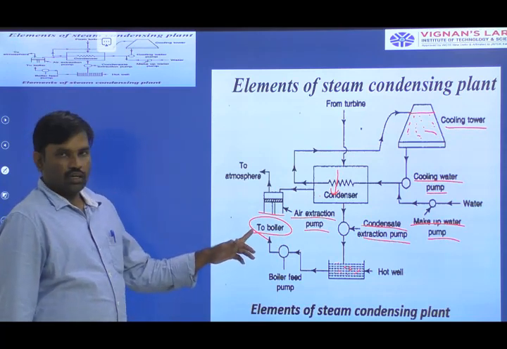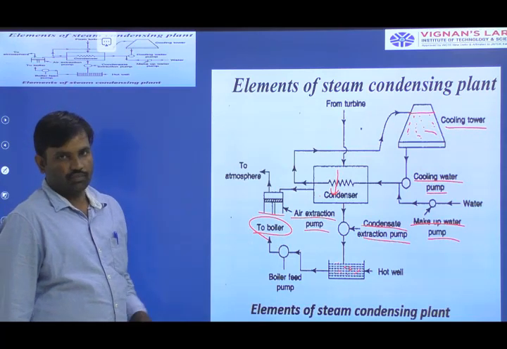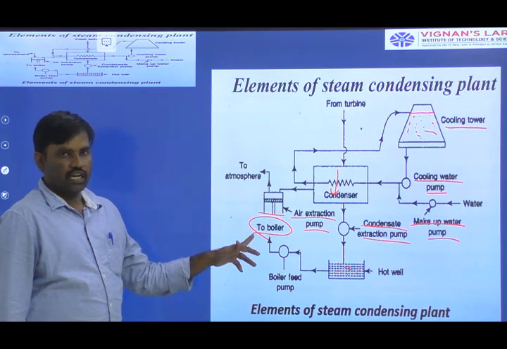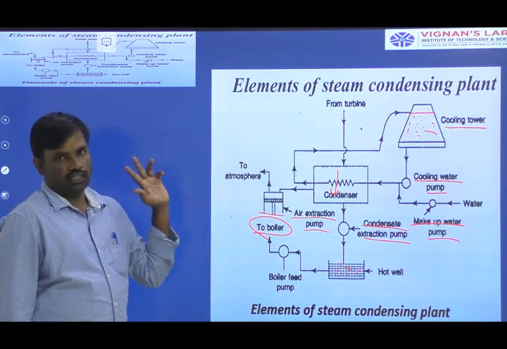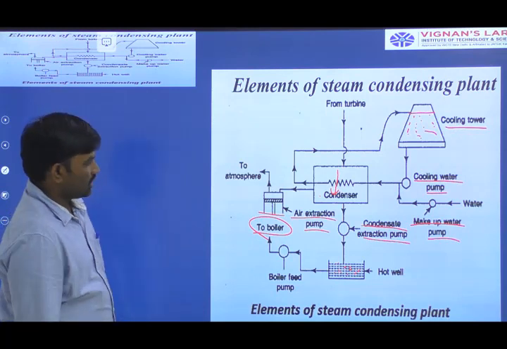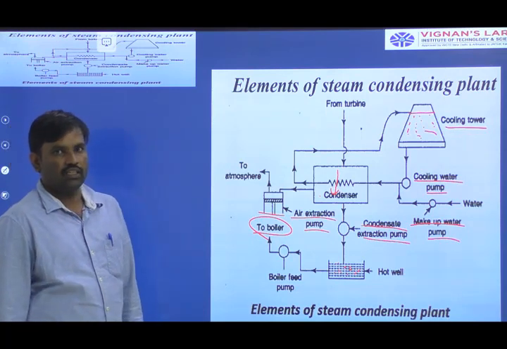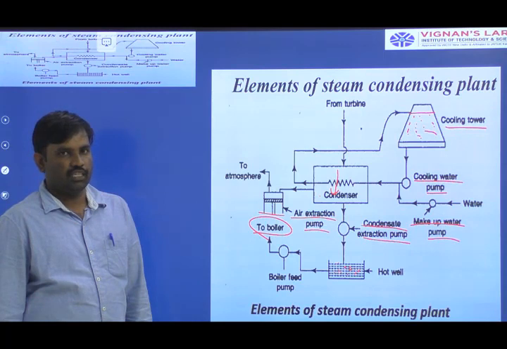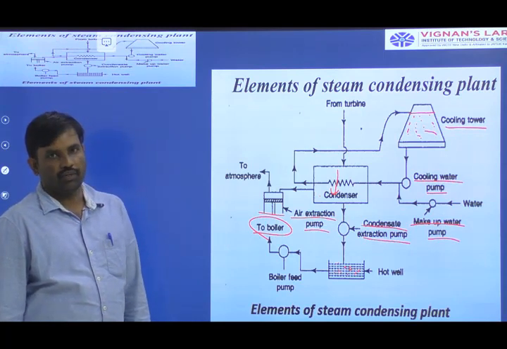The objective of the condensing plant is to send the feed water, hot water as feed water, to the boiler section. For that purpose, we reject the steam temperature with the help of a cooling medium.